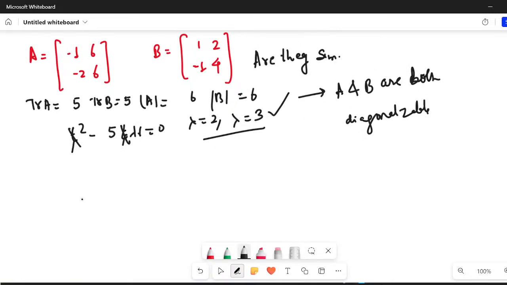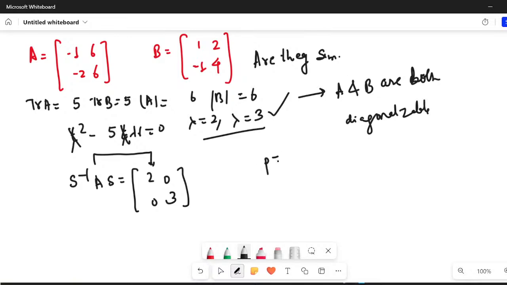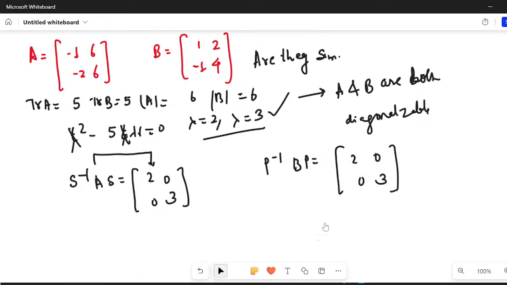So let's say there exists a non-singular matrix S which diagonalizes A. And what would be the diagonalization? If it is diagonalized, then this will become a diagonal matrix which is 2, 3, 0, 0. And similarly, there would exist some non-singular matrix P such that P inverse BP will also be equal to 2, 3, 0, 0. Is that clear?